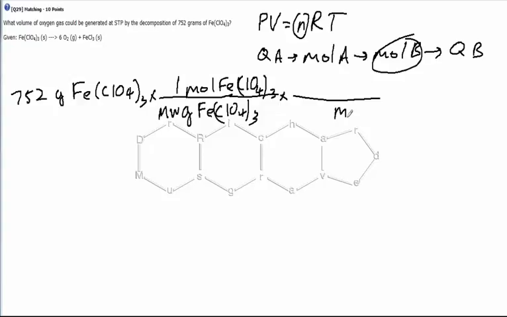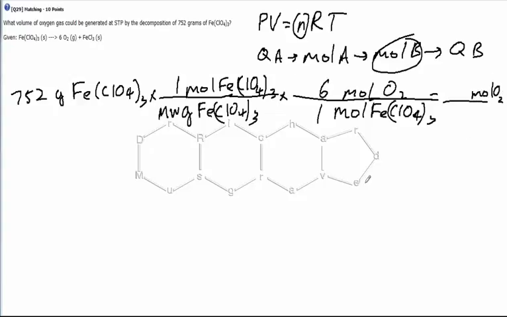But what we need now is moles of O2, so we know we'll put moles of Fe(ClO4)3 on the bottom. We'll have moles of O2 on top. And the relationship here will be from the reaction. We can see that 1 mole of this will produce 6 moles of O2. So that'll give us moles of O2 over there.